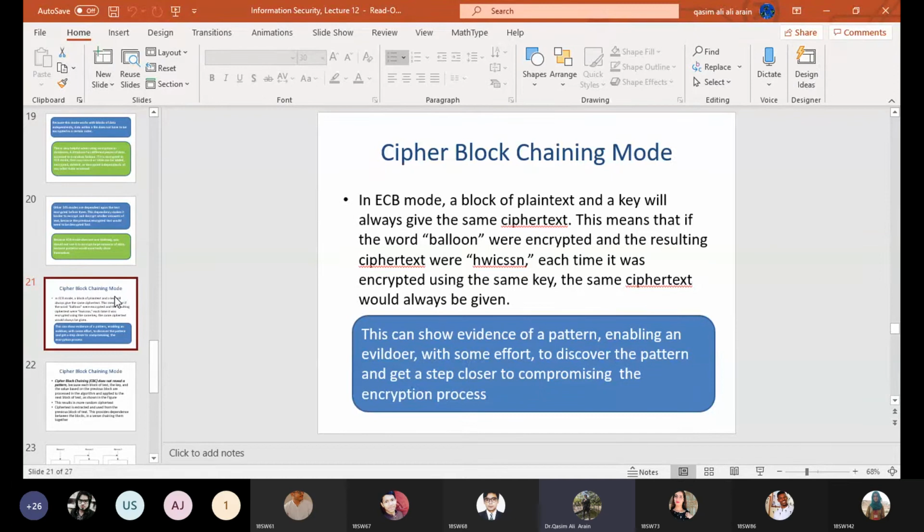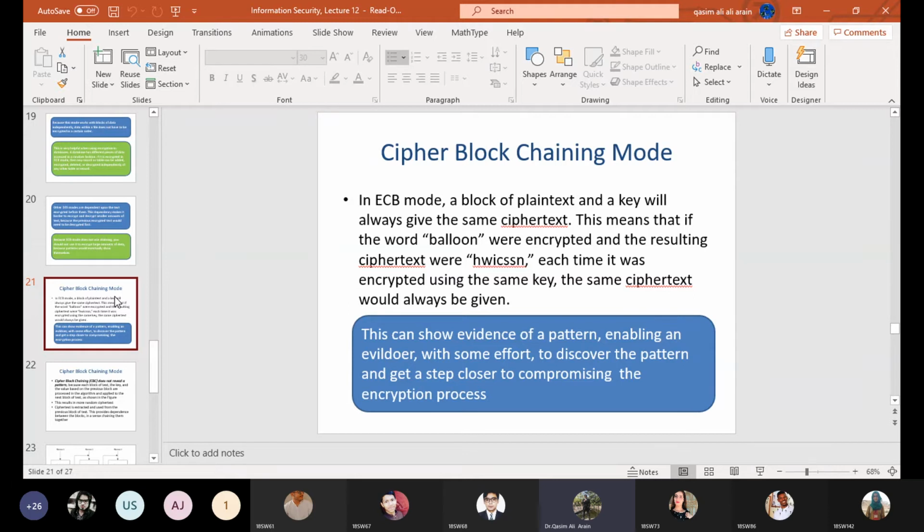It is a symmetric algorithm. So in ECB mode, a block of plain text and a key will always give the same cipher text. That's what we have learned so far. This means that if the word balloon were encrypted and the resulting cipher text were HWICSSN, each time it was encrypted using the same key, the same cipher text would be given. So if you have the word balloon and you encrypt it using the same key, and the resulting cipher text comes out like this, then whenever you encrypt balloon with this same key, you will always get the same cipher text value.